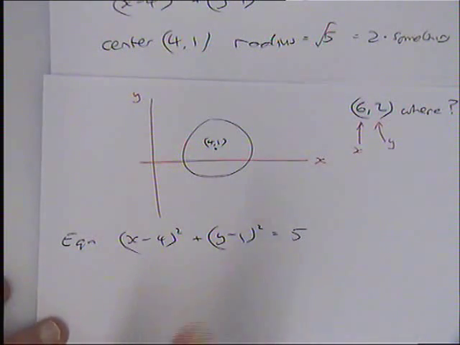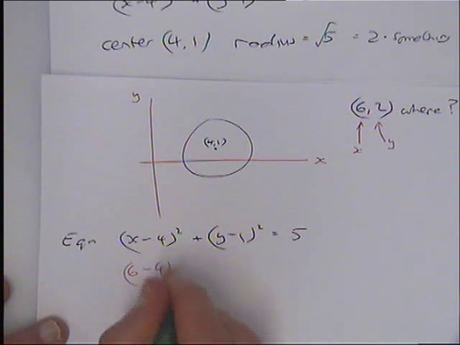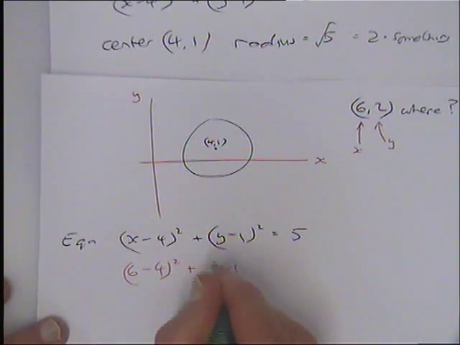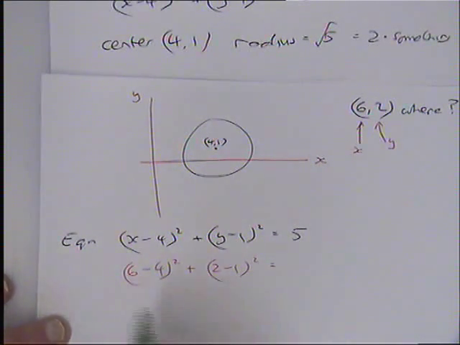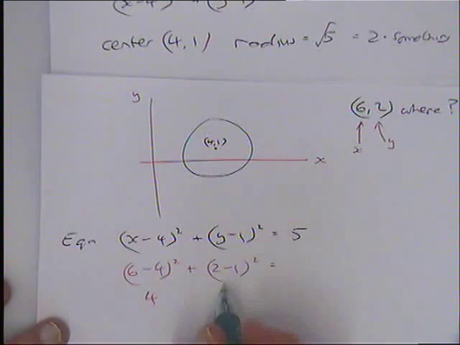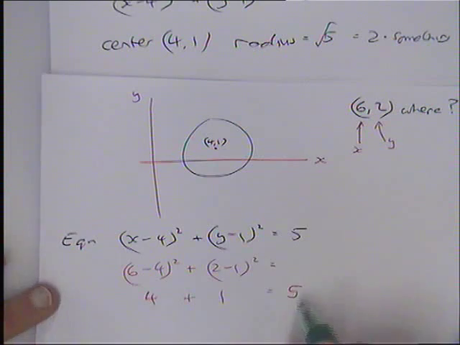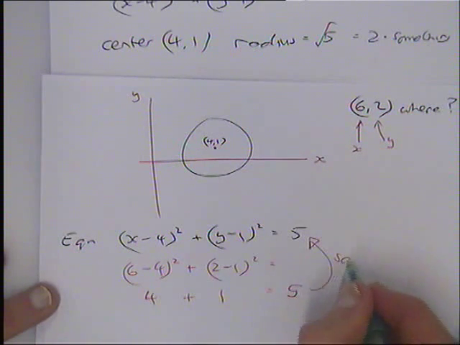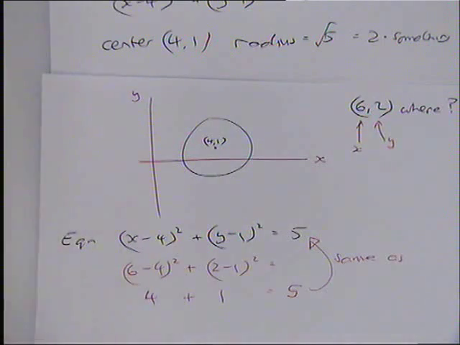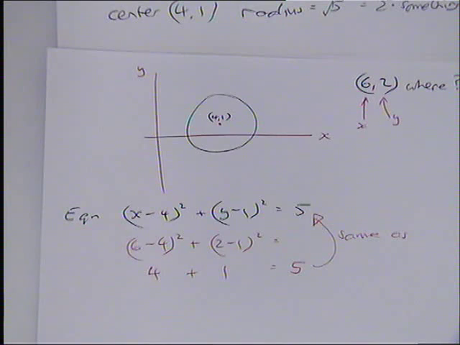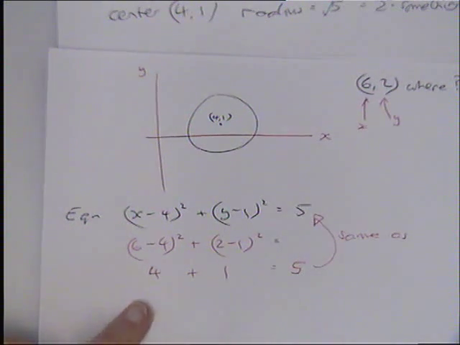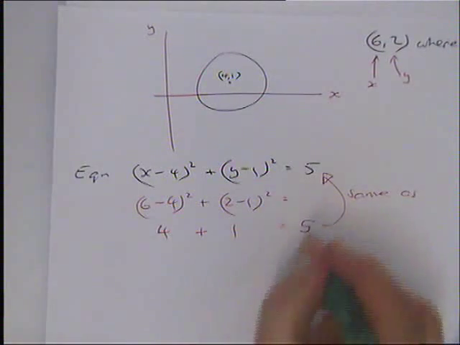This point up here, that 6 is an x value, that 2 is a y value. Substitute it in the left-hand side. x minus 4 all squared plus y minus 1 all squared. And now, we'll leave the 5 because we'll work out what this actually is. What is 6 minus 4 all squared? 4. What is 2 minus 1 all squared? Yeah, it's actually equal to that. It's the same as that number, which means it is actually on the circle. So we substituted the points in, and what you then look at is this number here.